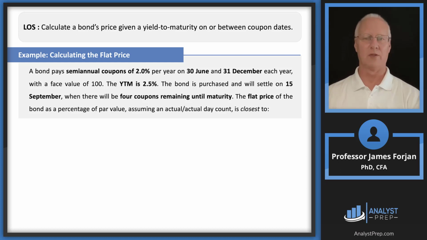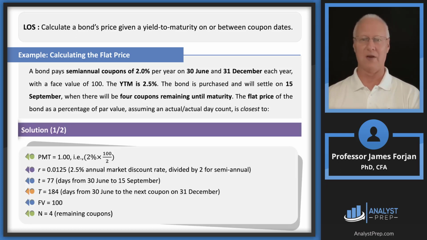So let's go ahead and work through a problem. This is an interesting problem because we're given semi-annual coupon payments of 2%. That's per year, so it's a 1% semi-annual, right? June 30th, December 31st. That sounds fine. But then here we go to September 15th, 4 coupons remaining to maturity. The flat price using an actual day count. All right, so what are we going to do here? Let's go through all this stuff. Payment is 1%, right? 1% of 100 is 1.